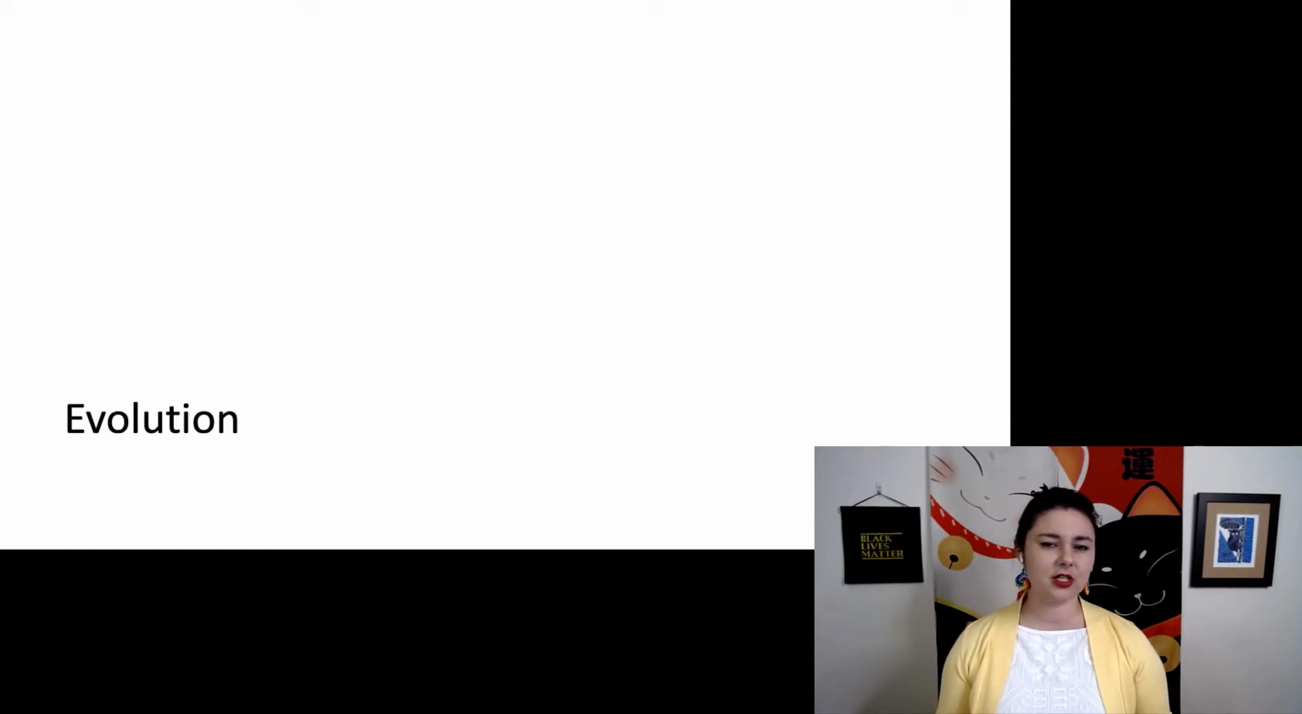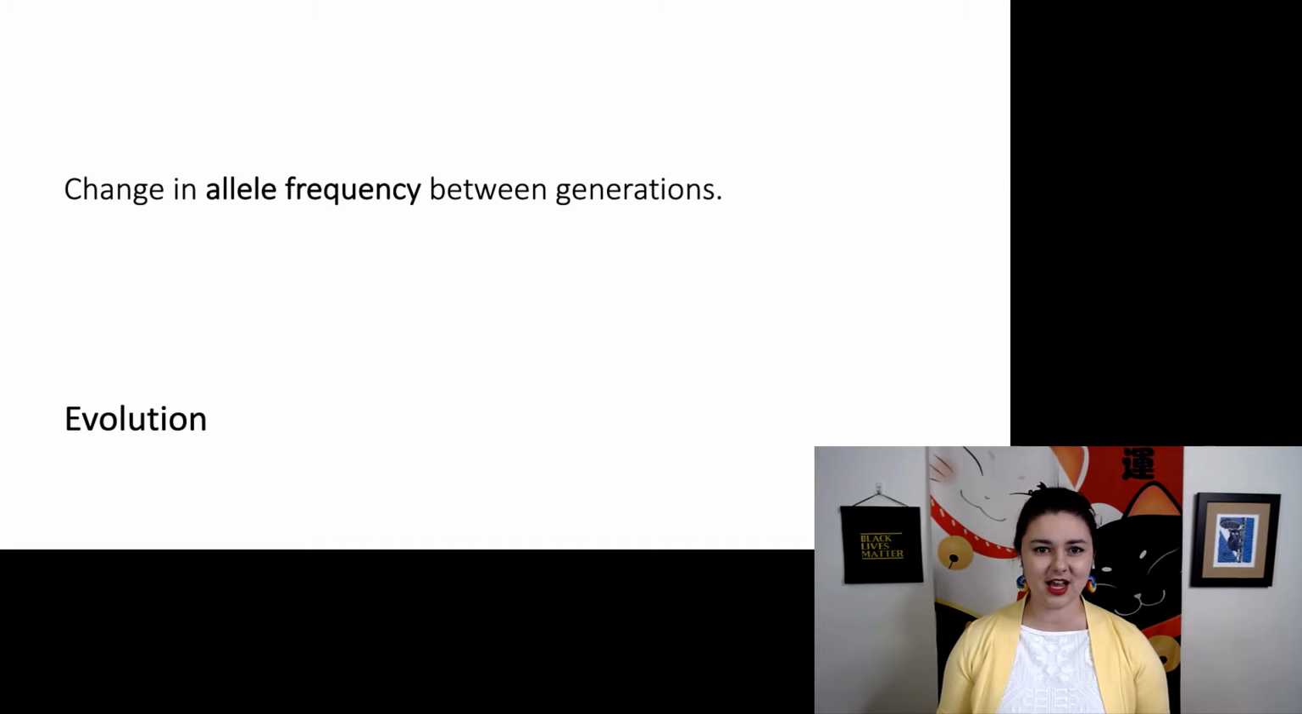So let's go back to our definition of evolution. Remember, at its simplest, this really just means change over time. But now we have a specific type of data. So our definition now is change in allele frequency between generations. So we're looking at a specific trait and looking at the different variants or alleles. If you're thinking about eye color, you could look at how the number of people with brown eyes, blue eyes, and green eyes changes from one generation to the next.